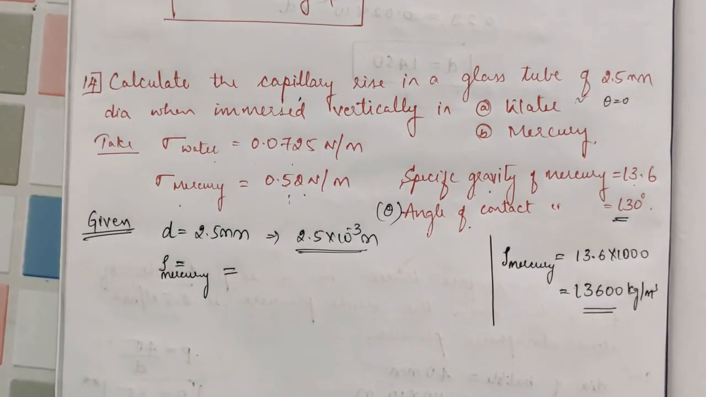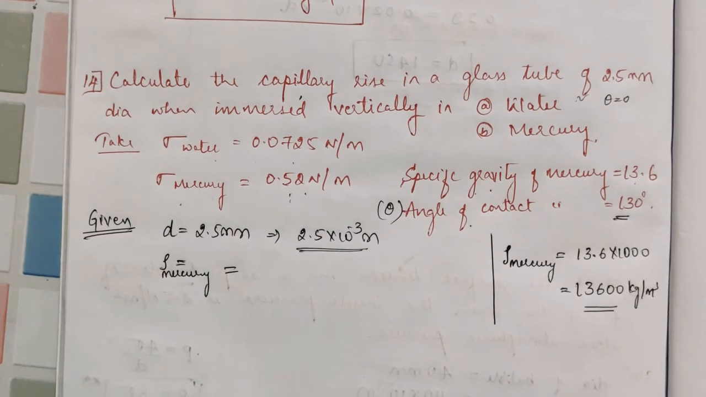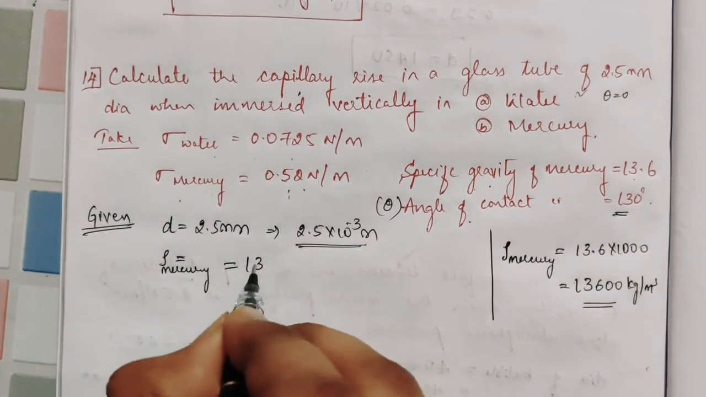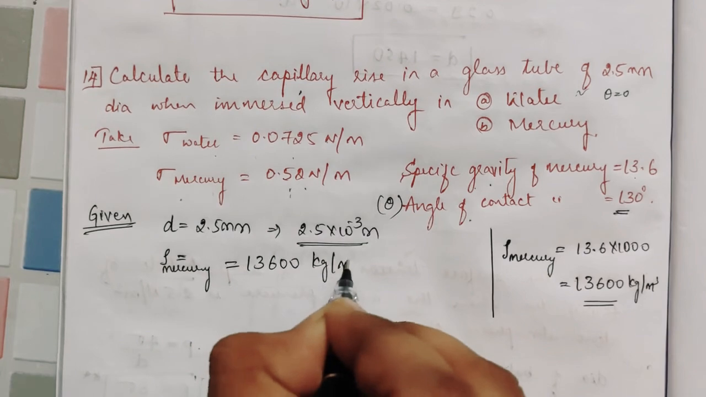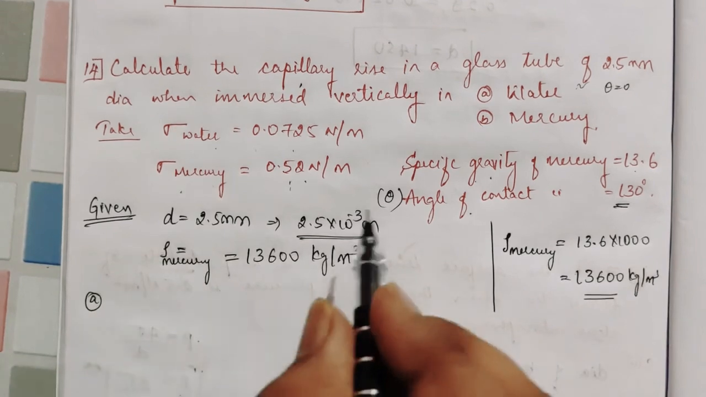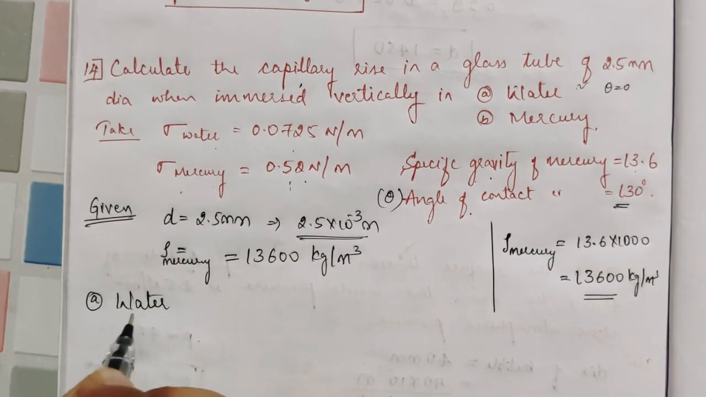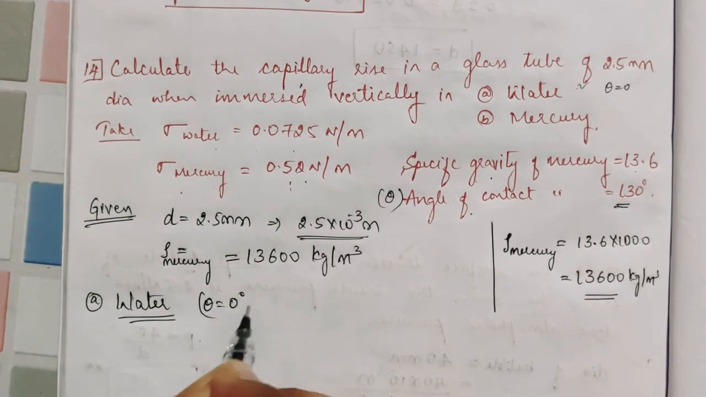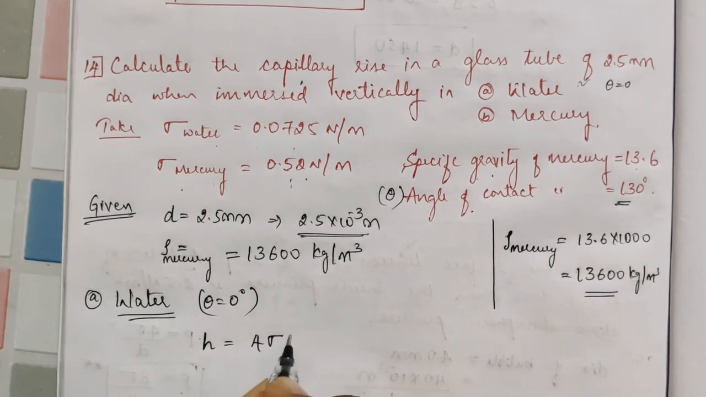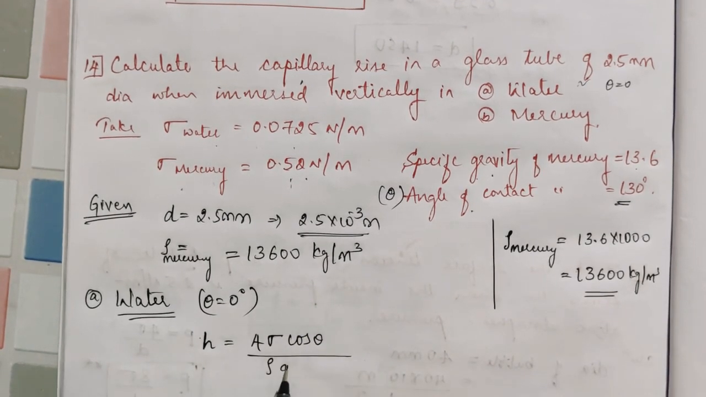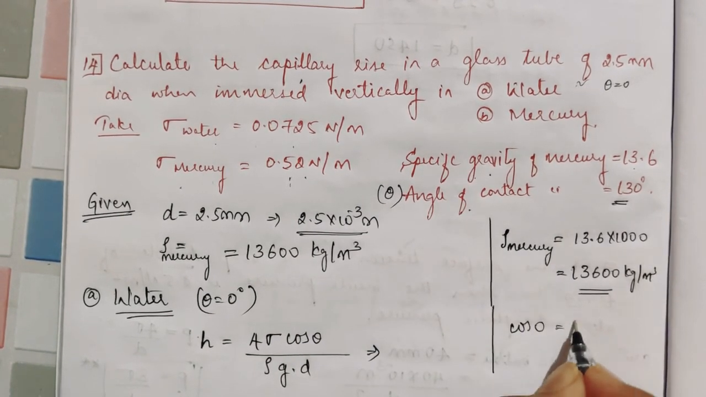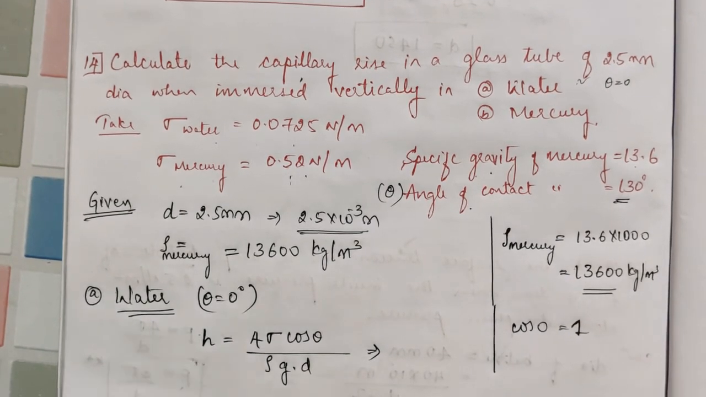so that you know what data you want to solve your problem. So it is 13,600 kg per meter cube. This is a direct substitution problem, no circus is here. So the first one is water. Whenever it is water, theta is 0 degree. So if theta is 0 degree, what will happen to the formula? H is equal to 4 sigma cos theta by rho g D. So cos 0 is 1 only.